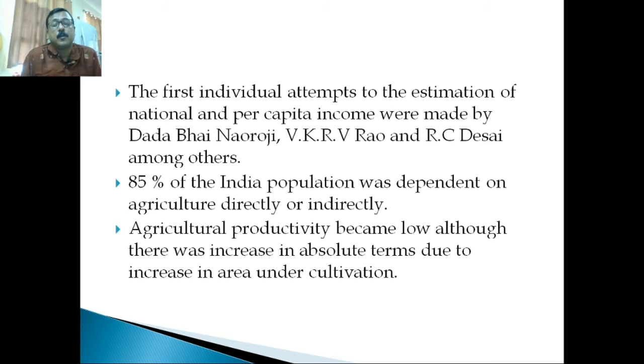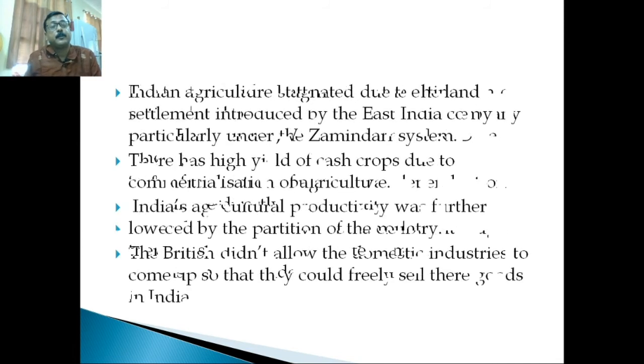Poverty was prevailing mostly throughout the country, and we can say that 85% of the Indian population was dependent on agriculture directly or indirectly. So you can very well imagine that the majority of the population of the country was dependent on the primary sector. And to add to the miseries, the agricultural productivity was very low. Although due to the increase in the total arable land, there was an increase in absolute production. The area under cultivation was increased during the British period.